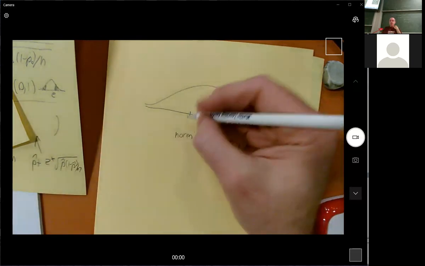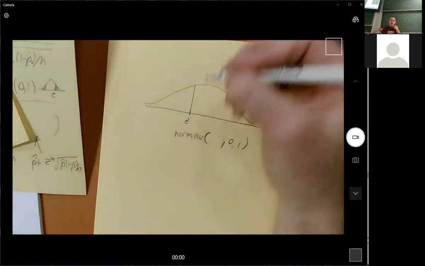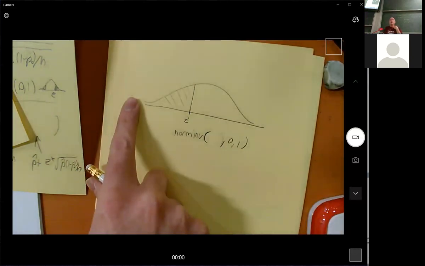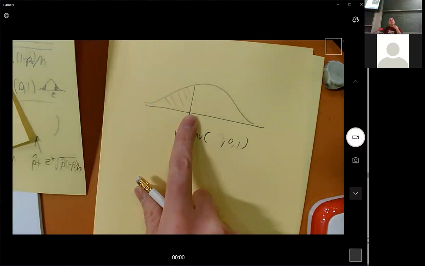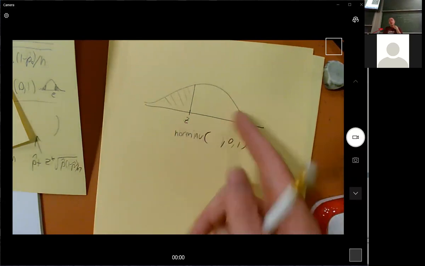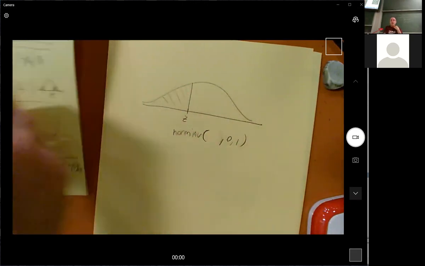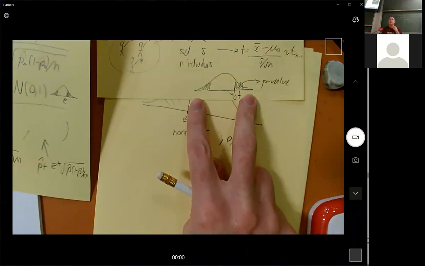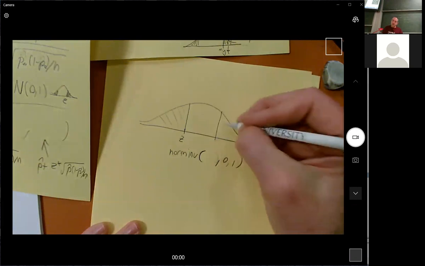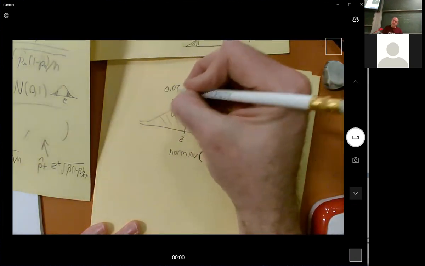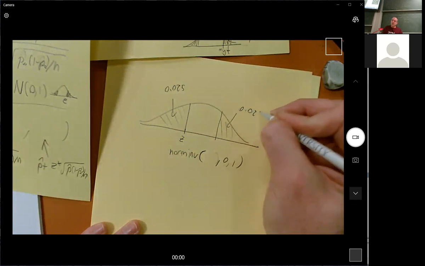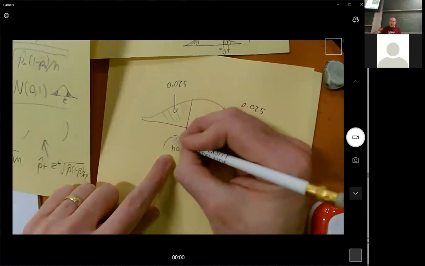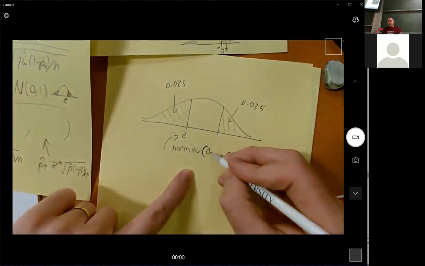So the idea is that if you've got a Z here, the way that MATLAB works is it only tells you what's on the left-hand side of your Z. It doesn't tell you what's on the right-hand side, and doesn't tell you what's on both sides simultaneously. The picture you've got needs both of them together to be 0.05, which means you need this bit over here to just be 0.025. So together they're 0.05. And so this position here that happens to have 0.025 in it will be norm inv of 0.025.